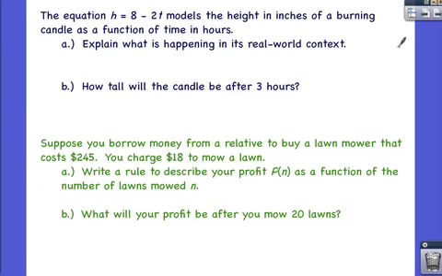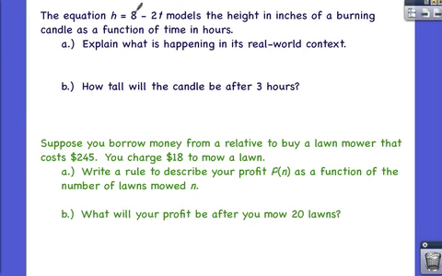The equation h equals 8 minus 2t models the height in inches of a burning candle as a function of time in hours. Explain what is happening in its real-world context. Well, in this case, you'll notice that instead of it being written as y equals mx plus b, it's really written as y equals b plus mx. So the two have been switched around.